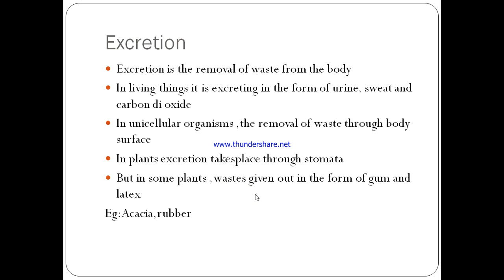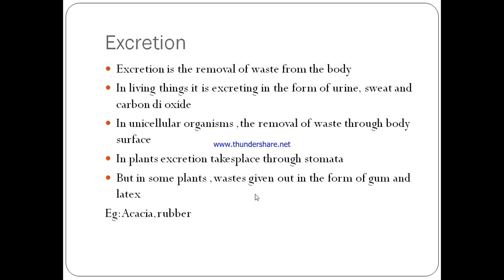Next characteristic feature is excretion. Excretion means it is the removal of waste from the body. In living things, it is excreted in the form of urine, sweat and carbon dioxide. In unicellular organisms like bacteria, the removal of waste takes place through the body surface. We already discussed that in plants, excretion takes place through stomata.